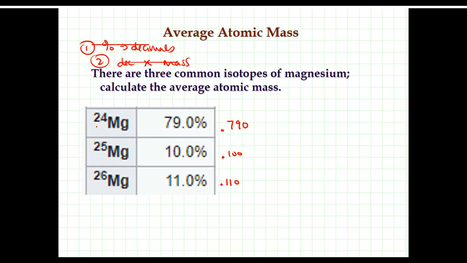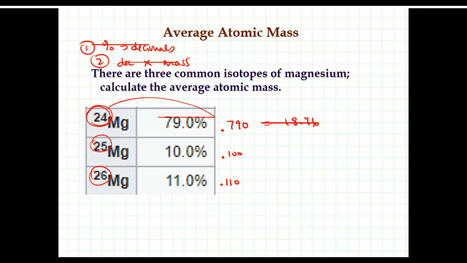Sometimes you're given a decimal and a mass. Sometimes you have to know to find it in the isotopic notation. So these are the masses of these 3 isotopes of magnesium. So we're going to do 24 times 0.790, which on my calculator is 18.96.